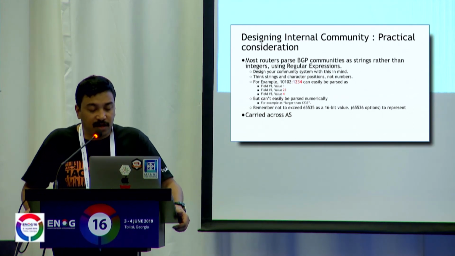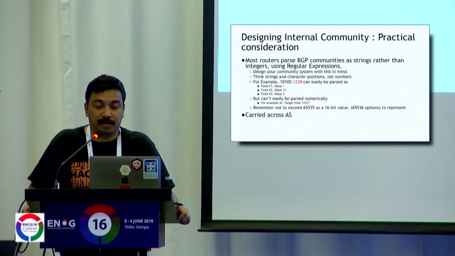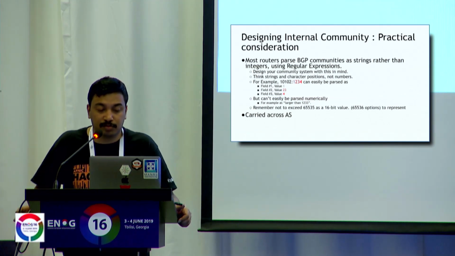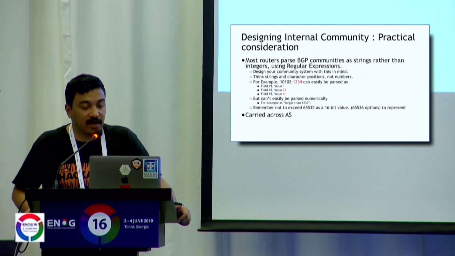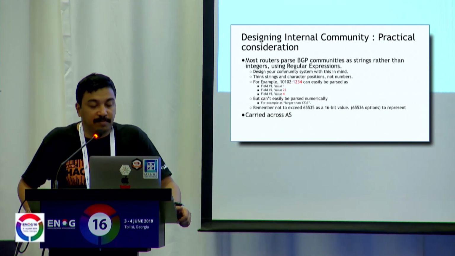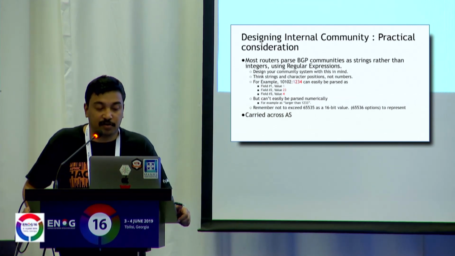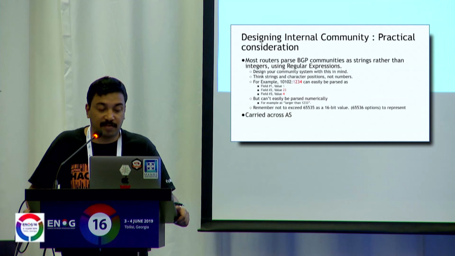So those were some of the problems and solutions you can address using BGP communities, but how can you design your own internal community? You must have some practical considerations before designing it. Most routers cannot parse BGP communities as integers; they use regular expressions and treat them as strings. So you have to design your BGP community system with this in mind. Think more like strings and character positions rather than numbers.